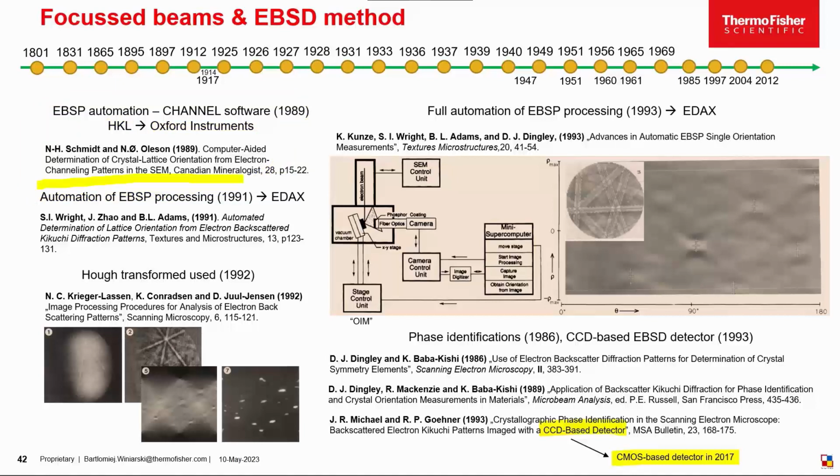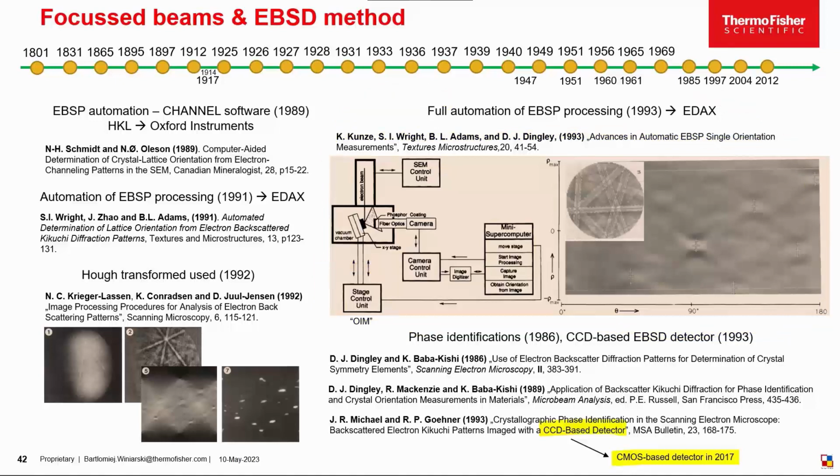Another automation of the pattern indexing was proposed by Wright and co-workers in 1991, scientists associated with EDAX company in the USA. Image processing procedures for analysis of electron backscattering patterns based on Hough transformation were proposed by Krieger-Lassen and co-authors. A year later, in 1993, the full automation of EBSP processing hardware and software was published by Dingley and co-authors. That was the first OIM setup distributed by EDAX.